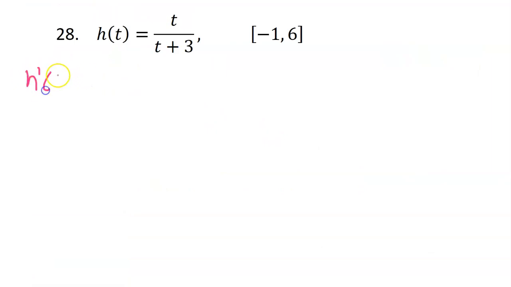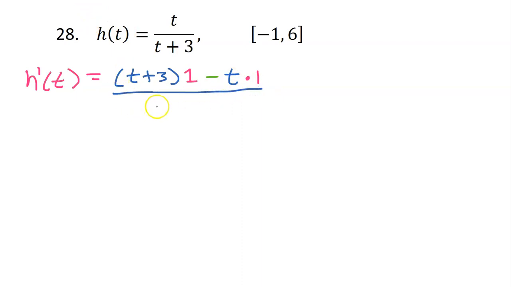H prime will equal low D high. Low is t plus 3. D high is the derivative of t, which is just 1. So that's low D high, less high is t. And then d low is the derivative of t plus 3, which is just 1. So this is low D high less high D low. Draw the line and down below, the bottom squared will go. So this is the derivative.